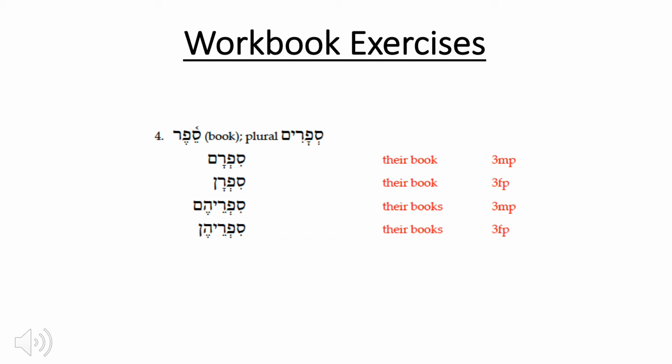The mem indicates that this is masculine. The nun indicates that it is feminine. Feminine is a good way to remember it. And again, it is plural. So here we have a masculine plural suffix, 3MP, placed onto a singular noun. Then we have a 3FP, a third person feminine plural, placed onto a singular noun. And then it repeats, but with plural nouns. Let's move on to the next one.